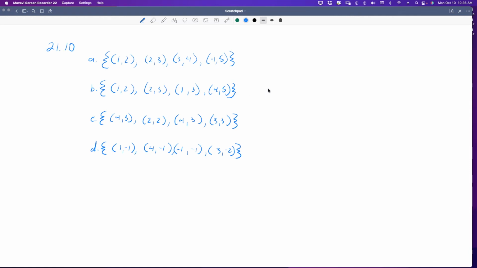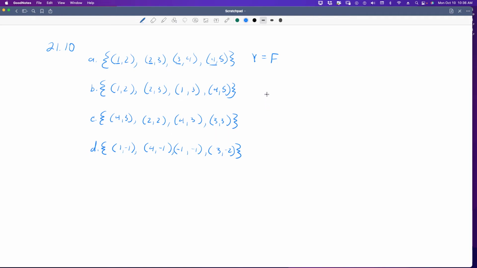All right, so here we have 21.10, and this is just a series of 4 sets, and each set has 4 points. So based on the point values given, tell me whether or not A is a function. If you said yes, then you are correct. Yes, it is a function. Why it is a function, yes, because each of these numbers here is different. And that's all we look at.